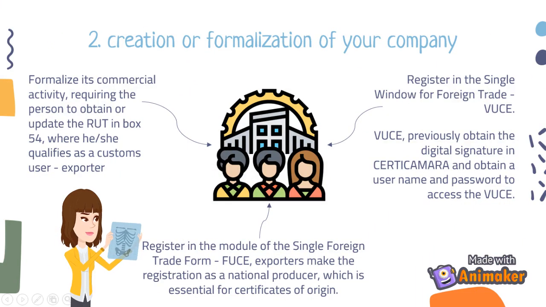2. Creation and formalization of your company. Formalize its commercial activity, requiring the person to obtain or update the RUT, Box 54, where he or she qualifies as a customs user exporter.